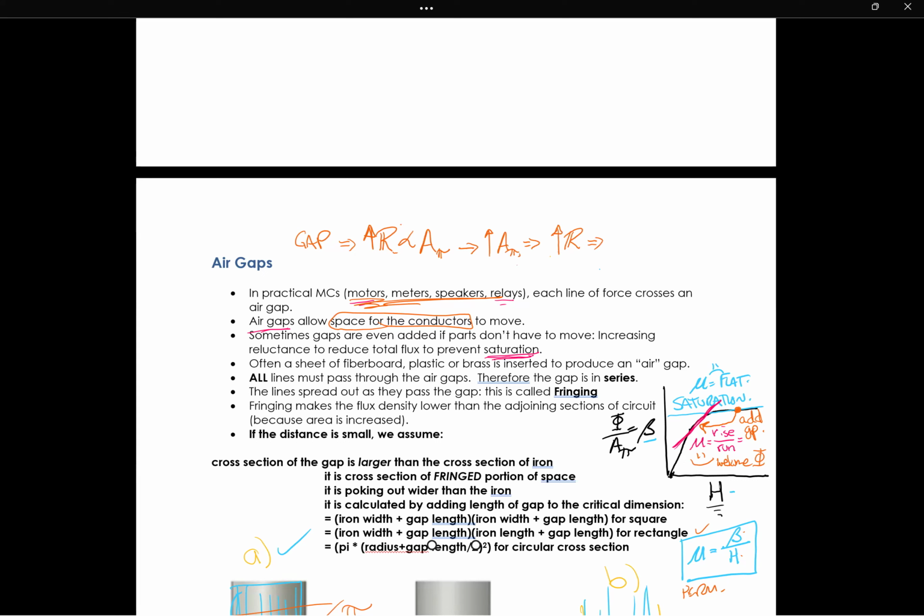So we will be less permeable. We will be more reluctant, less permeable. We will be going this direction on the BH curve. We will decrease the flux that's developed, right? Or decrease the number of lines of flux that get developed. Or at least decrease the flux density, and to decrease the flux density means that we are increasing the slope.